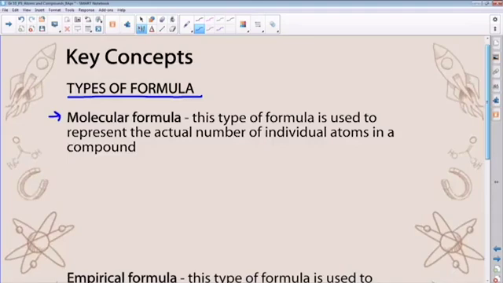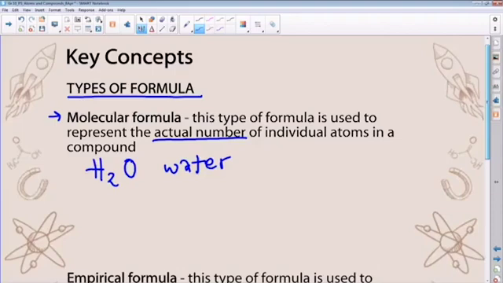I'm going to use water as an example. H2O is the molecular formula that we would use to represent the substance water. Now, this type of formula is the actual number. In other words, it says in a unit, or in a molecule of water, there are 2 atoms of hydrogen bonded to one oxygen atom per molecule.